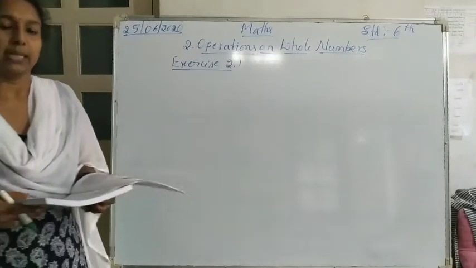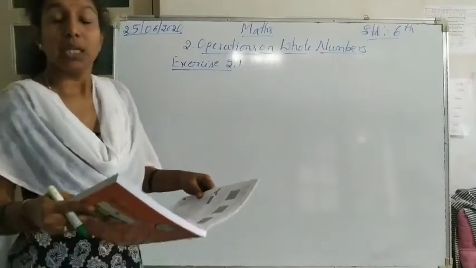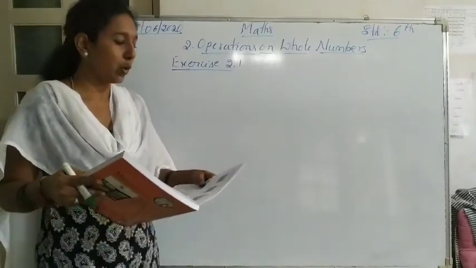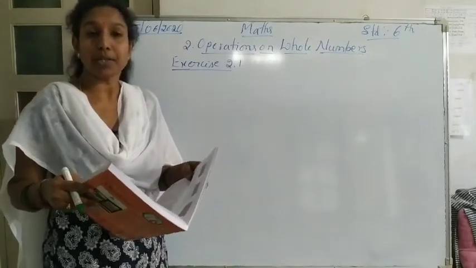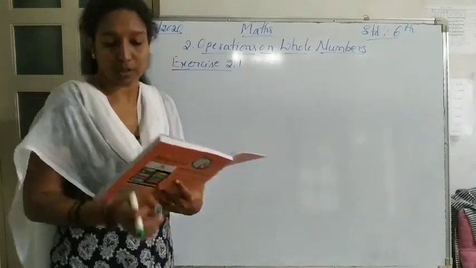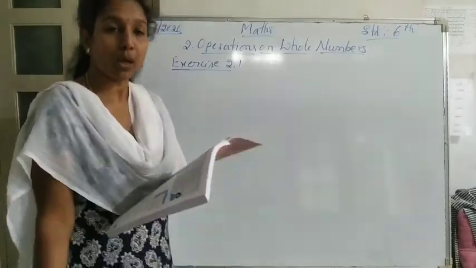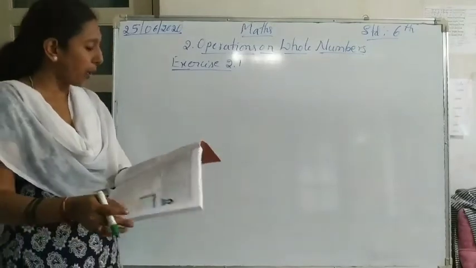Good morning, children. In the last class, you learned how to add numbers, even and odd numbers, and you learned about the properties of the addition of whole numbers. So here you learned about the properties of addition of whole numbers. Now today we are going to solve exercise number 2.1.